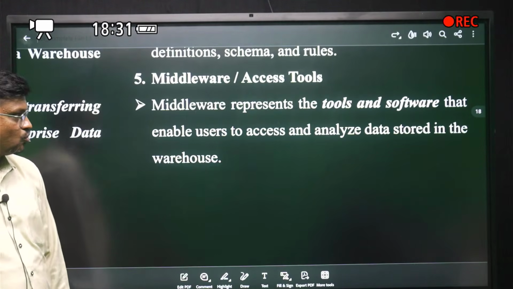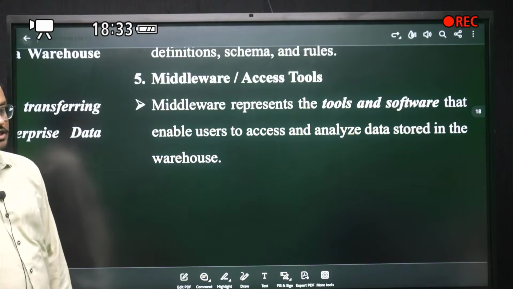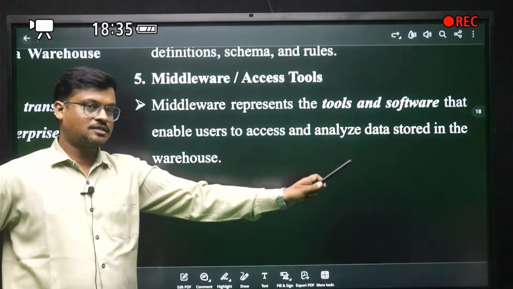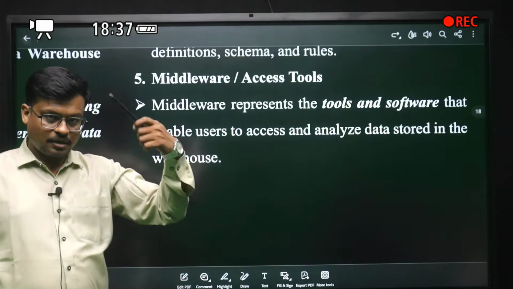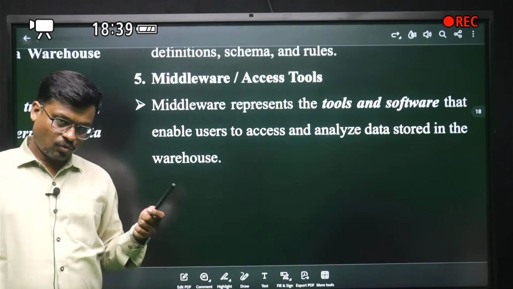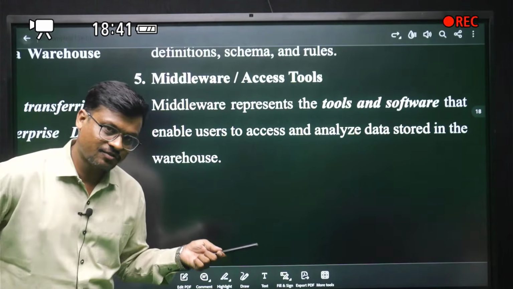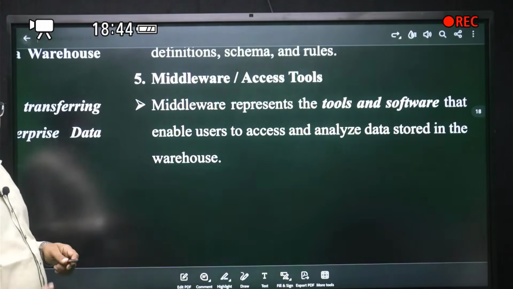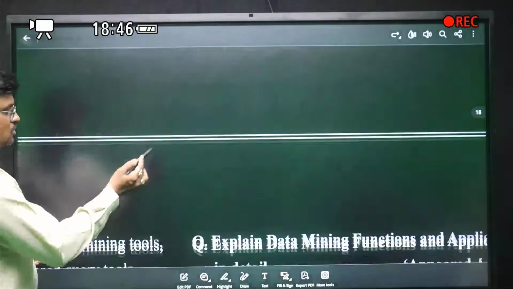Middleware access tools, which represent the tools and software that enable users to access and analyze the data. It can be mining techniques, OLAP techniques, or data visualization techniques. We can apply them in the middleware access tools.